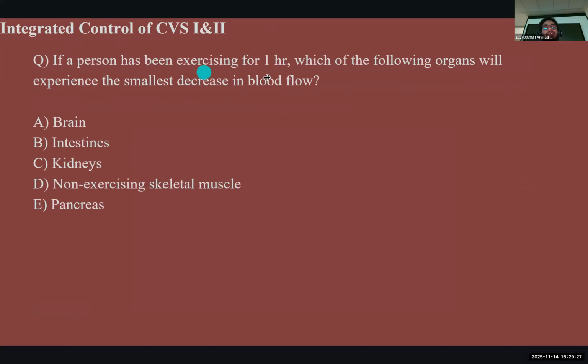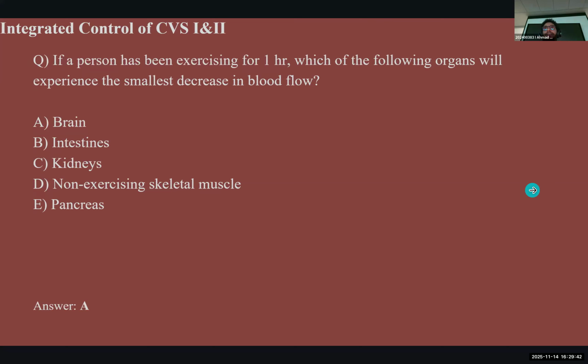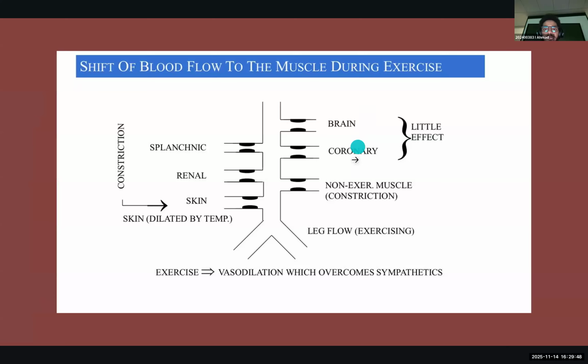Second question. If a person has been exercising for 1 hour, which of the following organs will experience the smallest decrease in blood flow? This is a simple recall question. Assalamu alaikum. A, perfect. The answer is indeed A. And the reason is that the blood flows to the brain and to the heart, if I'm not mistaken. Yes, the brain and the coronary arteries are going to have a little effect.